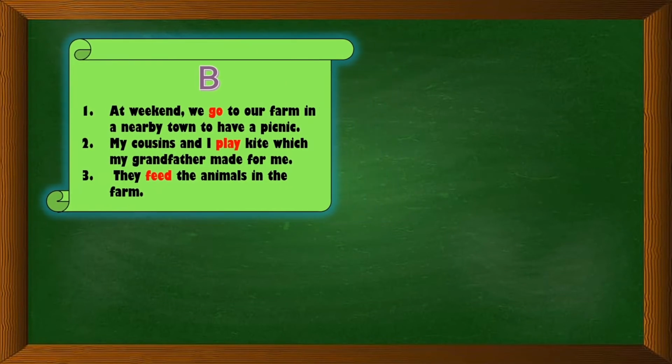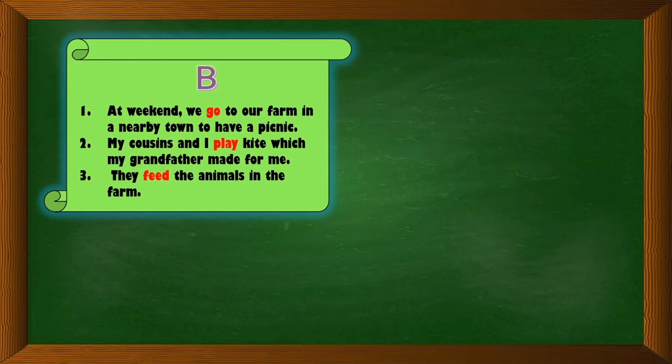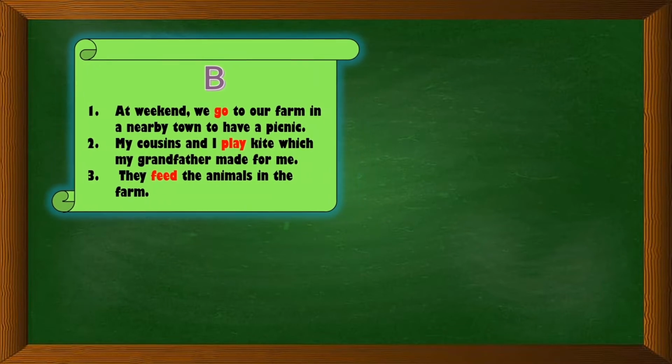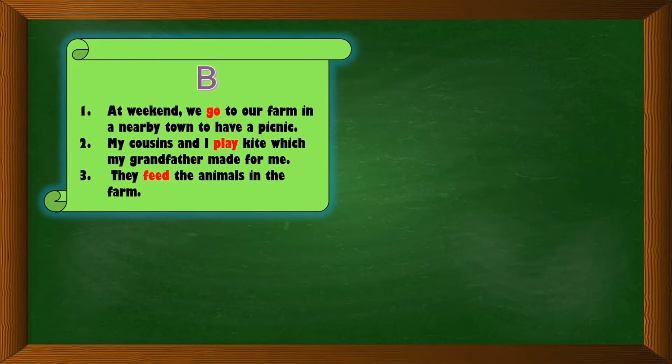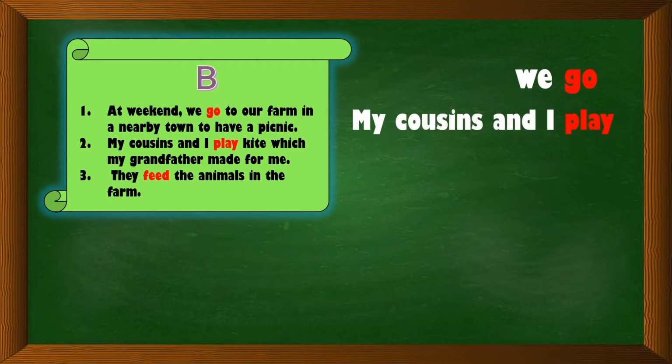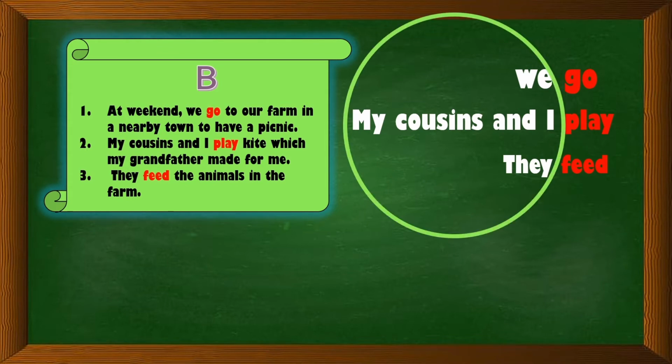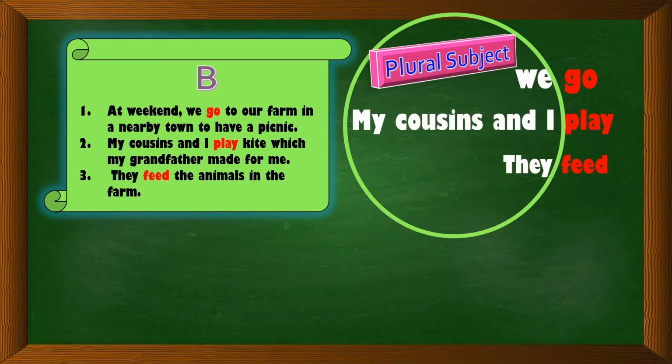Now let us proceed to the sentences in column B. Let us take again the subject and the verb in the sentences. We go, my cousins and I play, they feed. If the subjects of the sentences in column A are singular, how about the subject of the sentences in column B? You got it! Plural subject. Plural means two or more.